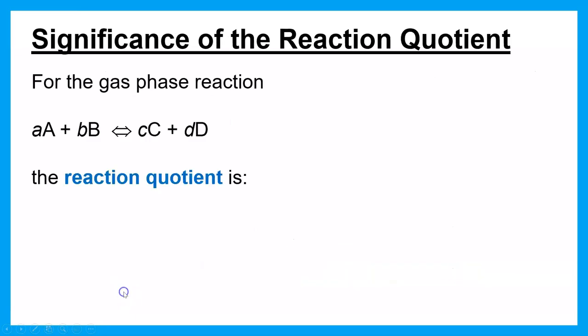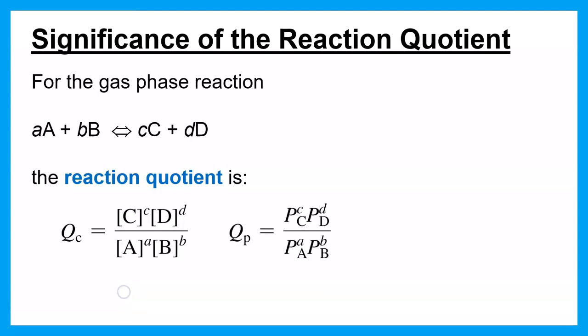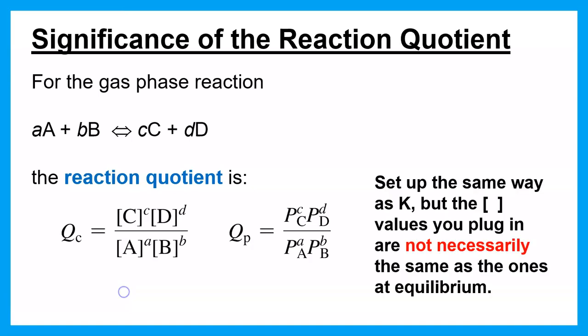The nice thing is, if we want to mathematically set up our reaction quotient, we do it exactly the same way as if we were calculating K. It is still products on top raised to their coefficients divided by the reactants on the bottom raised to their coefficients. Or you could do pressures if you don't have concentrations, right? The thing is, the values that you're going to plug in here may not necessarily be the same as what they should be at equilibrium. Your Q will probably not match your K value.